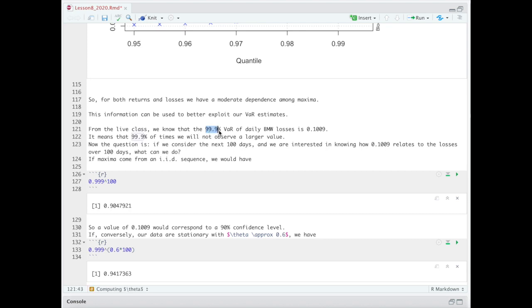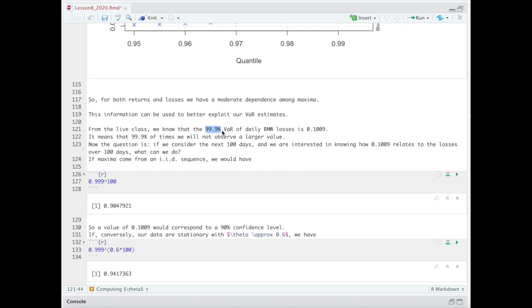Okay, so if you go back to our live class, you will find out that at a certain point we were computing the daily 99.9% value at risk. Nevertheless, it's something that we will see together. We will need to compute it, for example, in the market risk assessment under the Basel framework. Okay, so if we consider the 99.9% value at risk of our daily BMW losses, we find out that this value is more or less 0.1, a loss of about 10%.